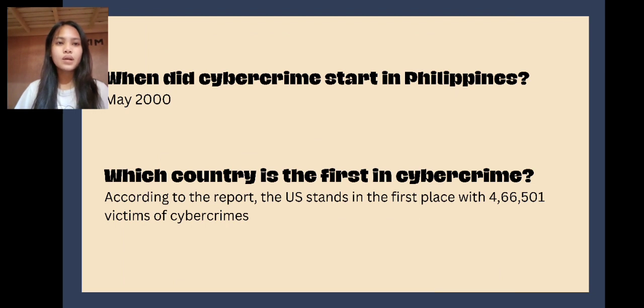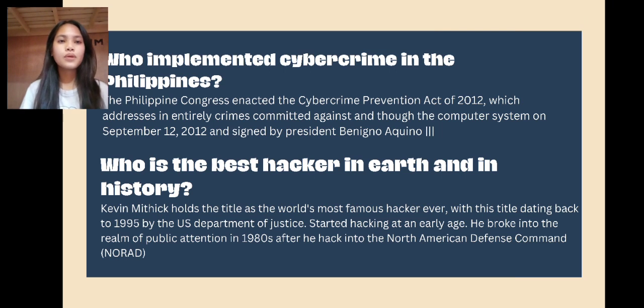When did cybercrime start in Philippines? On May 2000. Which country is the first in cybercrime? According to the report, the US stands in the first place with 4,066,501 victims of cybercrimes. Who implemented cybercrime law in the Philippines? The Philippine Congress enacted the Cybercrime Prevention Act of 2012, which addresses entirely crimes committed against and through the computer system, on September 12, 2012, and signed by President Benigno Aquino III.